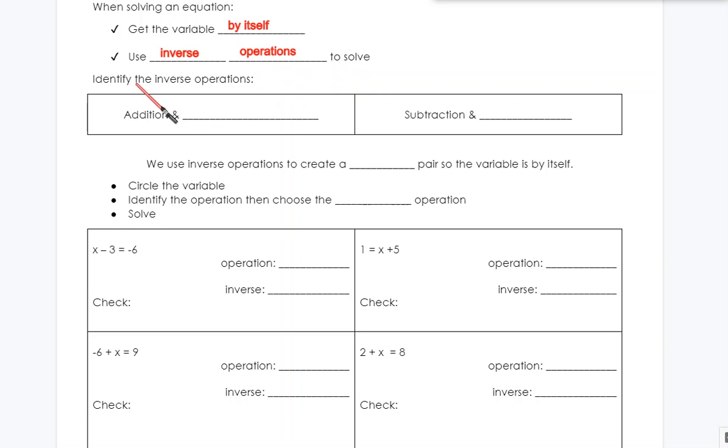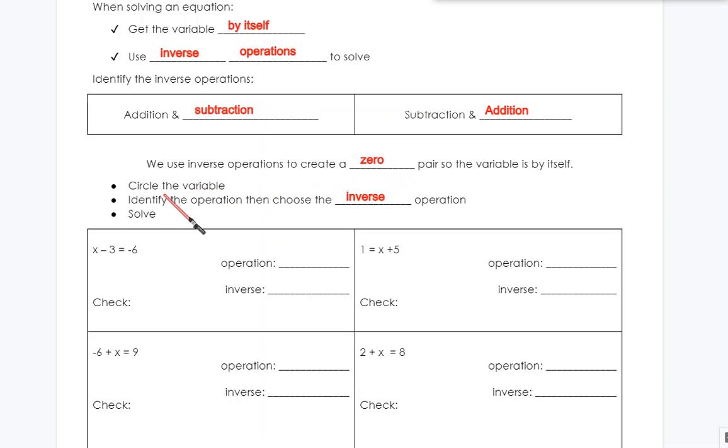All right, so let's think about this. Identify the inverse operations. The inverse operation to addition would be subtraction. The inverse operation for subtraction would be addition. And we do the inverse operation so we can create a zero pair, just how we talked about. Negative 5 and 5 are zero pairs, right? Well, negative 5 is like subtraction. Positive 5 is like addition, right? So a positive 5 and a negative 5, put them together, zero pair.